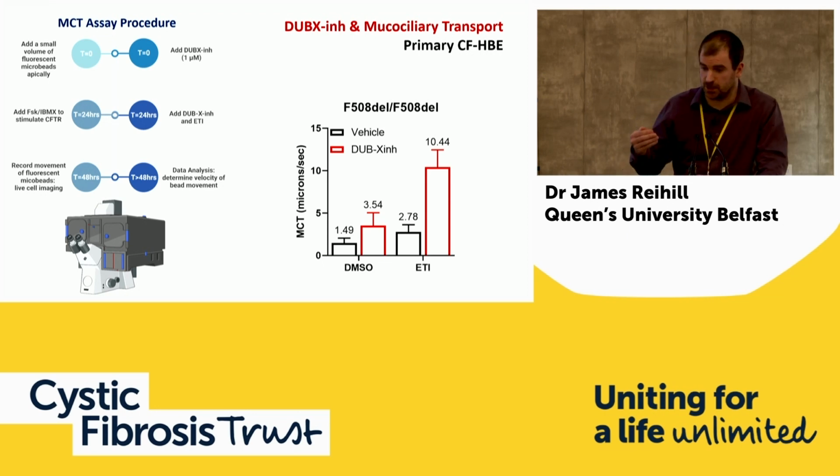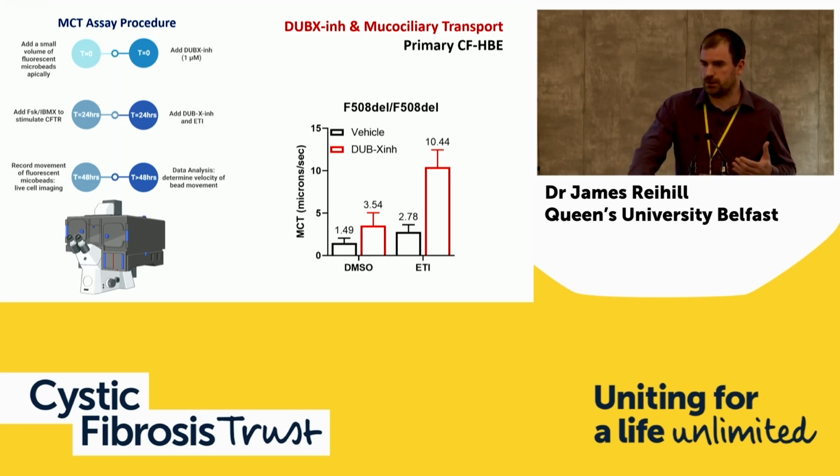And then in the intervening period, we're adding our various treatments basolaterally, whether that's the DUB-X inhibitor or ETI. If you see the figure in the bottom right, you can see that ETI increases mucociliary transport, as does the DUB-X inhibition to a similar or maybe slightly greater degree. And really you see this large amplified response when you add both in combination, maybe a 4-fold increase with the combination compared with ETI alone.